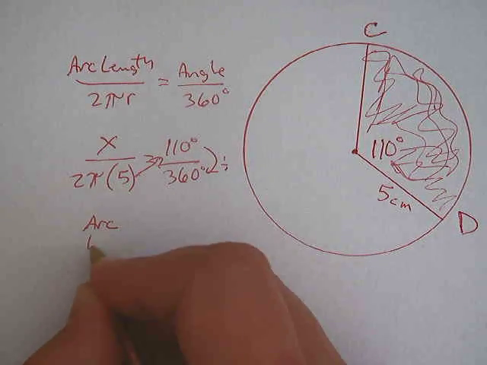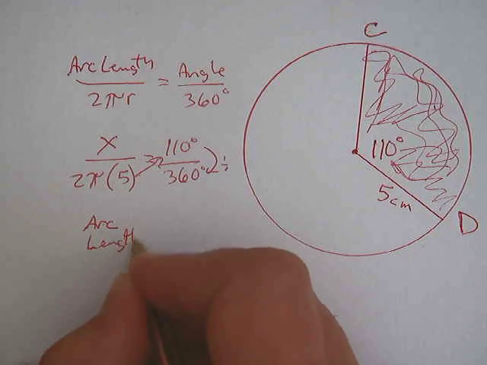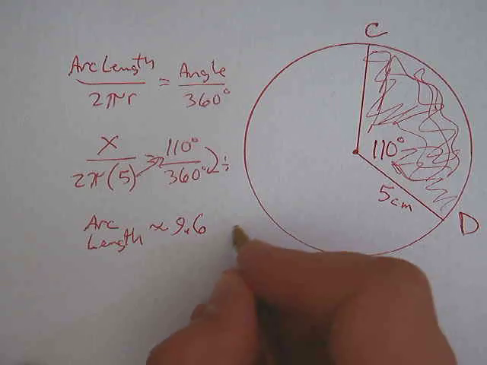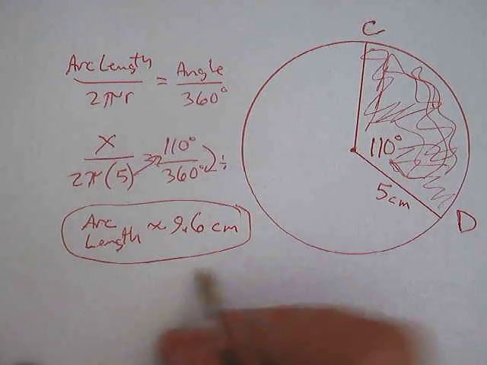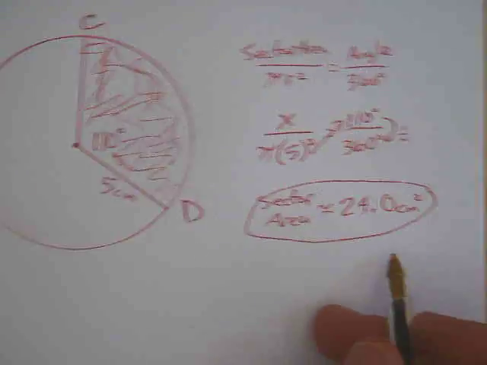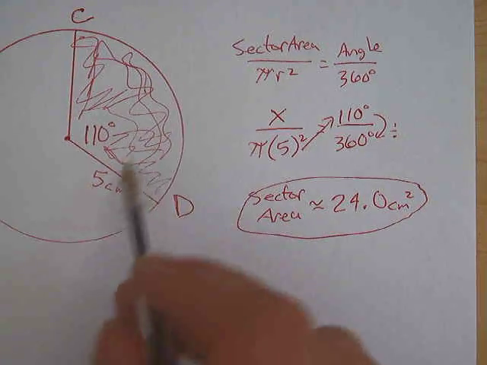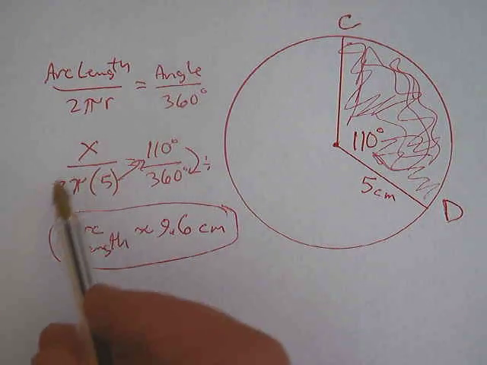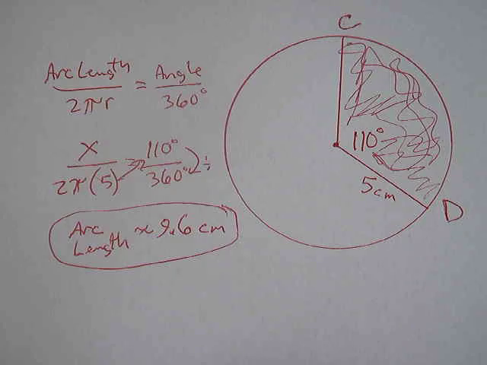So I should get about, for the arc length, 9.6 centimeters. Now remember, arc length is a length, so it's just in centimeters, versus the sector area, which is an area, the space it's filling up, so it's square centimeters. Make sure you see the difference.